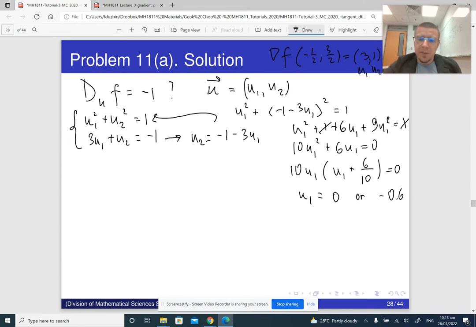All right. In the first case, if u1 is 0, then u2 is going to be, remember that u2 is minus 1 minus 3u1, so it's going to be just negative 1.